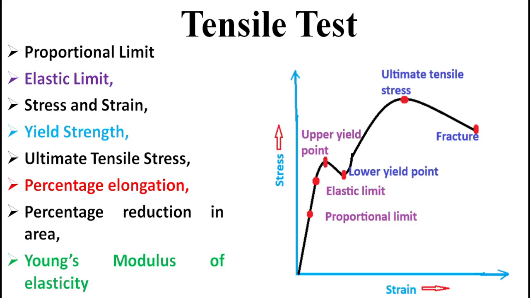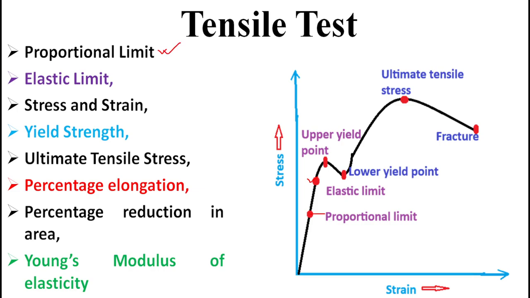The various terms used in the tensile test start with the proportional limit. Up to the proportional limit, the stress is directly proportional to the strain. This is the proportional limit. Next is the elastic limit and stress strain curve. Stress is directly proportional to strain up to the proportional limit.